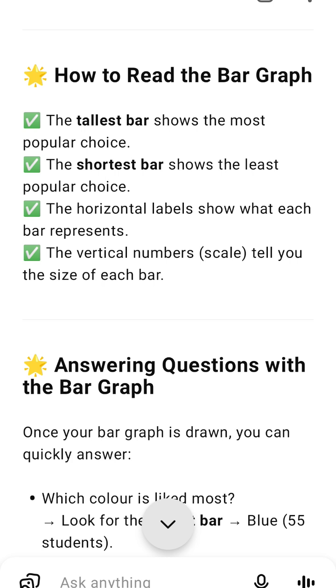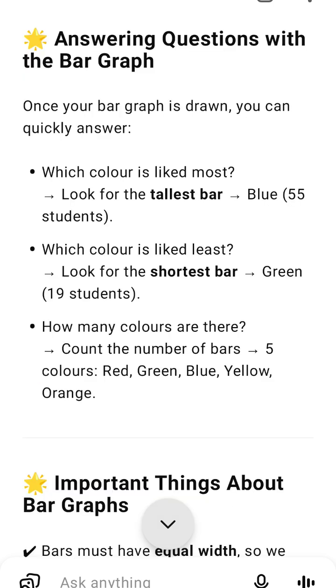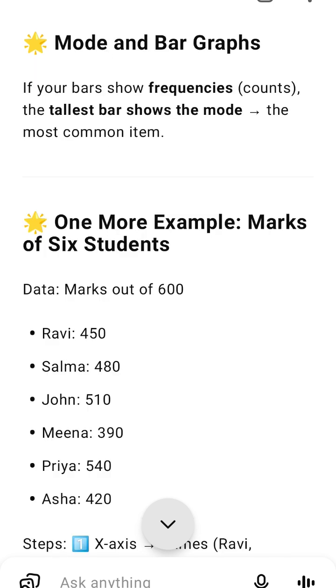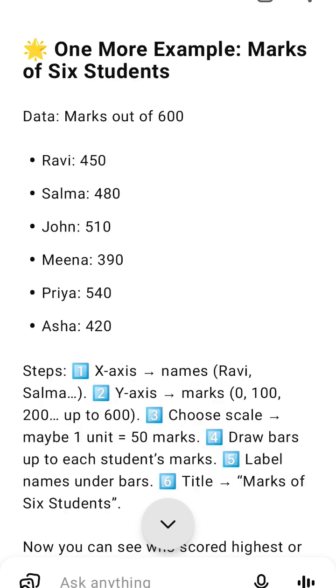Key things about bar graphs. Bars must be of equal width so the graph is fair. There must be equal spaces between bars. Bars can be vertical, up, or horizontal, sideways. Meaning is the same. The tallest bar shows the biggest number. If bars show how many times something happens, the tallest bar shows the mode, the most frequent.